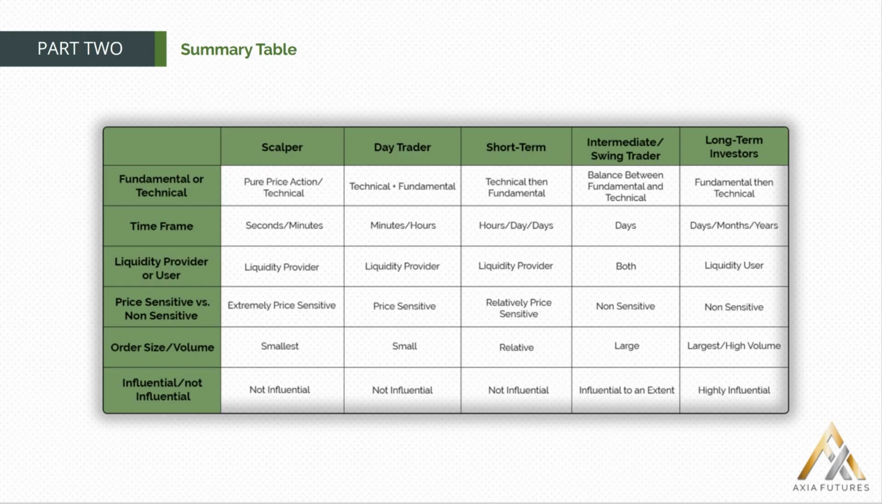Our next characteristic is price sensitive versus non-sensitive. As we can see, scalpers are extremely price sensitive, whereas day traders are price sensitive but not as much as the scalper. Short-term traders are relatively less price sensitive than the day trader. Intermediate swing traders are not sensitive and neither are the long-term paper investors. In terms of order size and volume, scalpers tend to be the smallest, with day traders small. Short-term tend to be relatively small, whereas intermediate and swing traders tend to have larger orders, and the largest orders and highest volume comes from the long-term investors and paper traders.